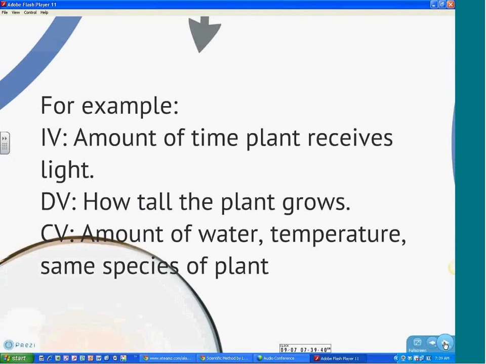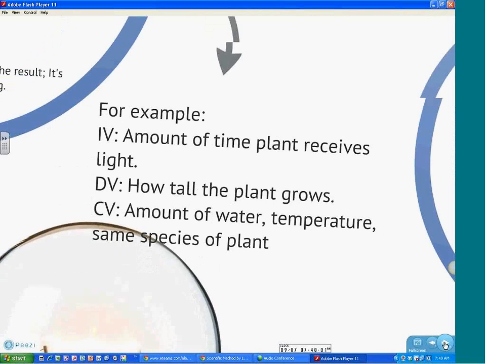We've given these examples. Independent variable is the amount of time the plant receives the light. Dependent variable, how tall the plant grows. And the constant is the amount of water, temperature, type of soil, species, everything that we want to keep the same, except for what we're testing. We expect you to list out these three variables before you start your experiment, not afterwards, because it really helps you plan out what you're going to do.